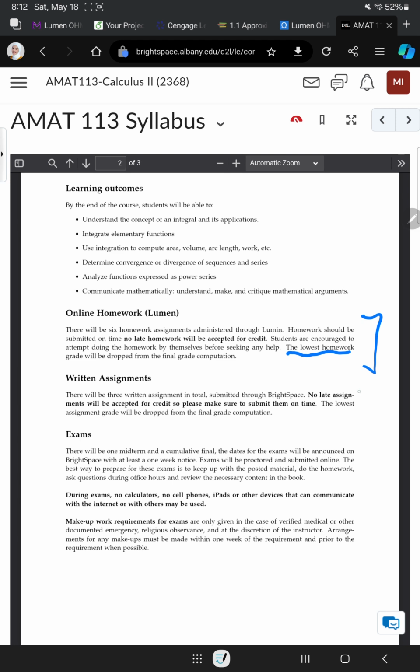The other type of homework that we have is written assignments, which are basically worksheets. The purpose of these worksheets is that I want to see your work. I want to see the steps you're doing to get your answers in the end, and give you advice if you're having problems with it or just give you feedback in general. We're going to have 3 in total, and the lowest assignment grade will be dropped too.